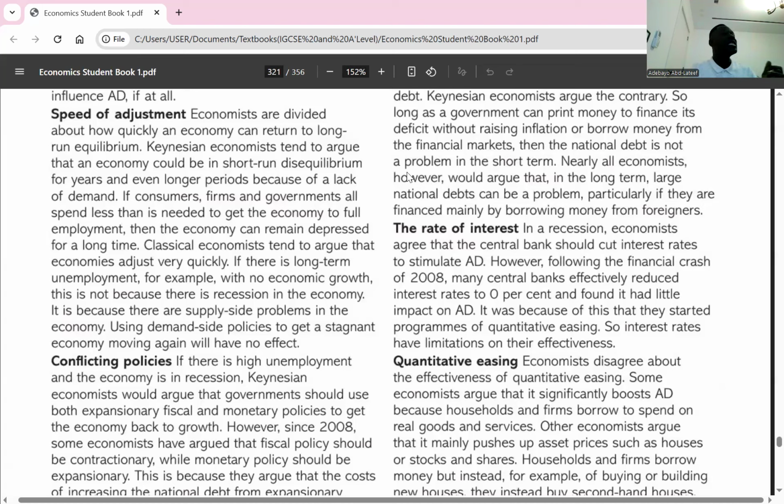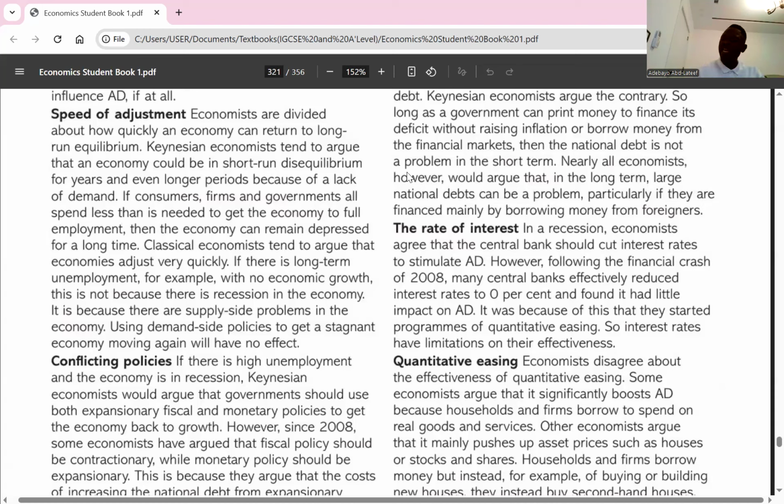Because if spending increases from consumers, firms will be able to employ more workers to the extent that the economy will have full employment. But if the economy is unable to get to full employment, the economy will still continue to be in depression. That is according to Keynesian.